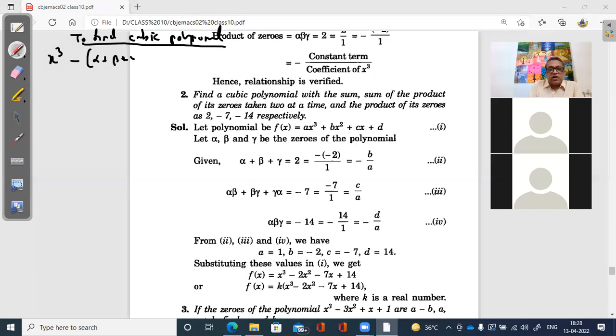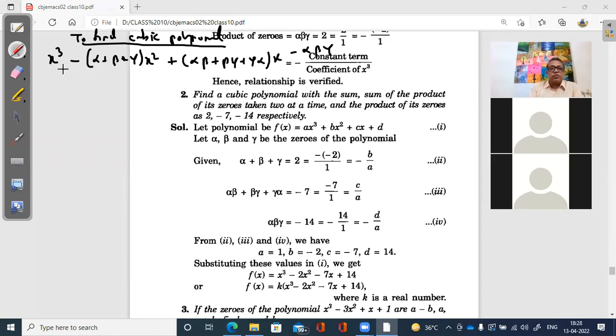alpha plus beta plus gamma x square. Okay, x cube minus sum. Sir, plus the alpha beta taken two at a time plus beta gamma plus gamma alpha outside the bracket into x minus product, minus alpha beta gamma. Sir, we can't write sum of product. Yeah, this can be written as sum, this can be written as product, and this is called sum of product of zeros taken 2 at a time. Product of zeros, sum of product of zeros taken 2 at a time.